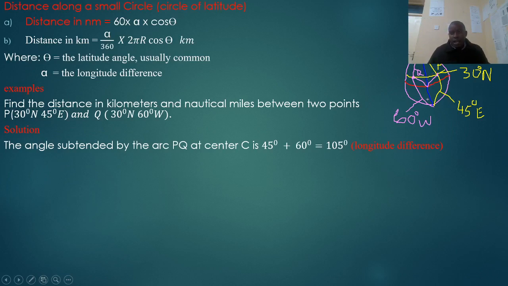105 degrees. Now, the 105 degrees, that's our longitude difference, is what we will use to calculate the distance along this latitude. In nautical miles, it will be 60 times 105 times cos of 30 degrees. This is the 30 degrees, which is common.